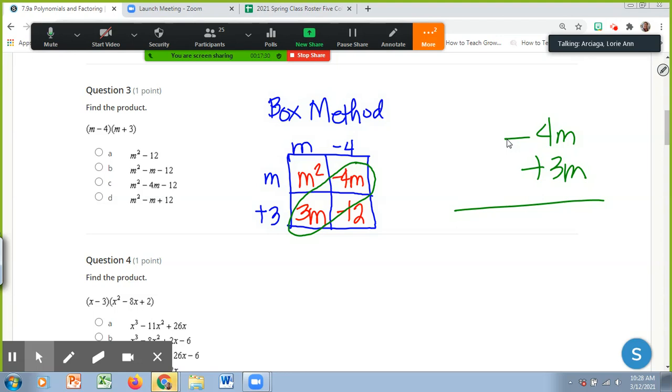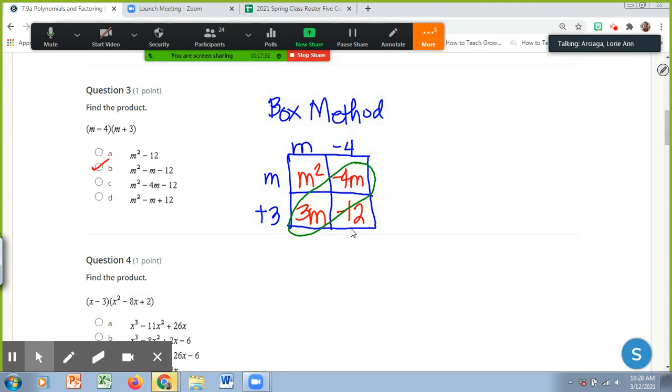Sometimes if you line them up vertically, you're going to see it, more visual. 1. Very good, Esme. So that means we're going to pick the one that has a negative 1M, right? So it's going to be letter B, yeah? So M squared minus 1M minus 12.